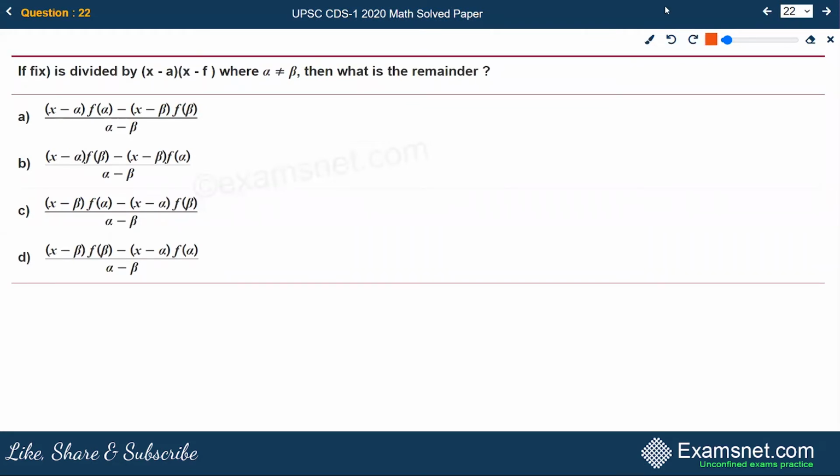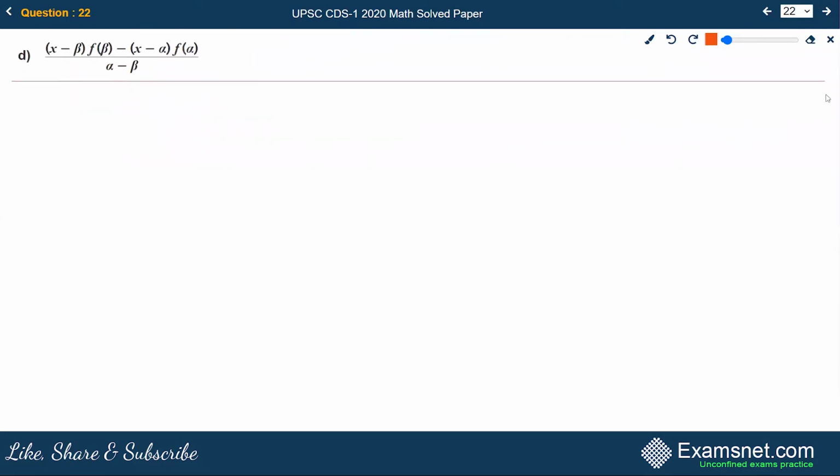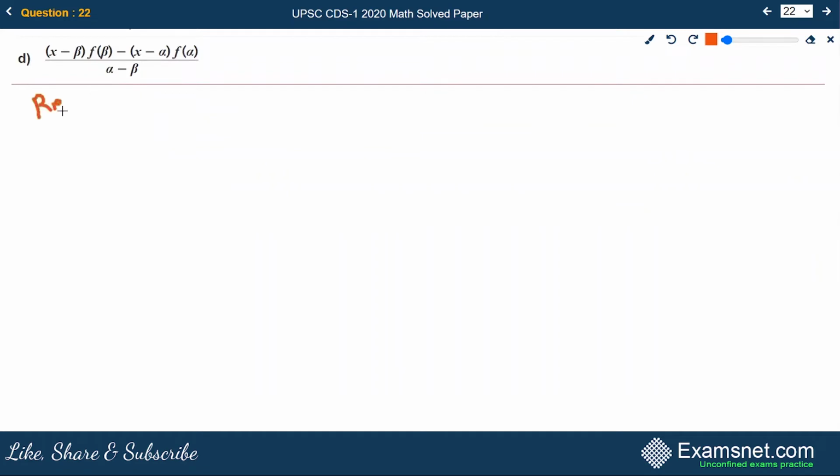In question number 22, we are given that if f of x is divided by x minus alpha multiplied by x minus beta, where alpha not equals beta, then what is the remainder? So basically, first of all, this will not be f but beta. So f of x is divided by x minus alpha and x minus beta. Please make the corrections in the question. So we will use the concept of remainder theorem here.